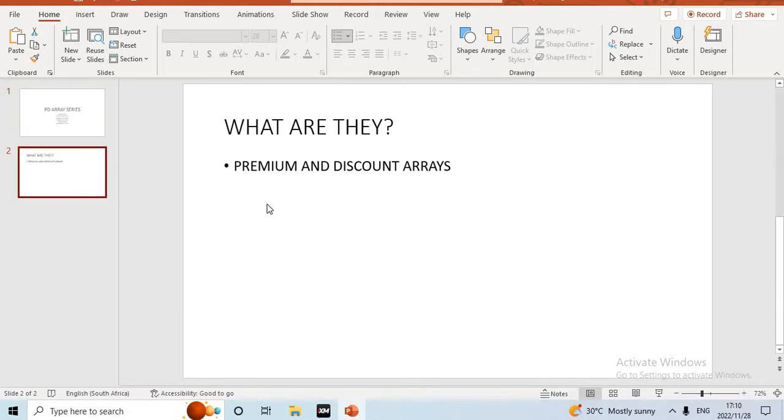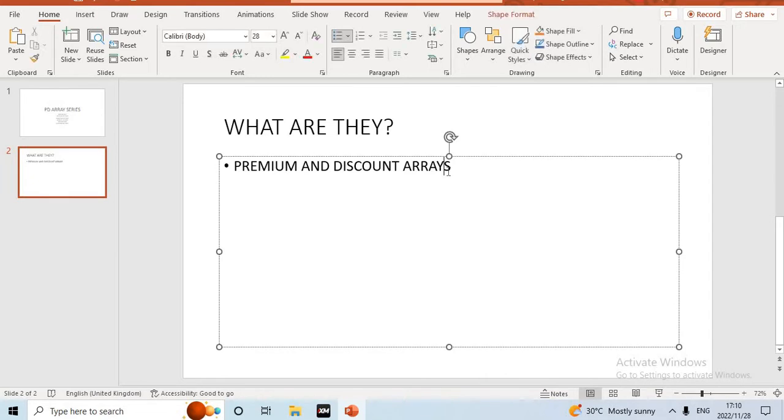What are they? They are premium and discount arrays, right? So we'll complete this PD PowerPoint presentation together. As I'm going through it, we'll be finishing it. If anyone wants to get it, I'll make it available for download, or you guys can just screenshot it as you go. I don't know, but we'll figure it out. What are they? Well, they are premium and discount arrays, right? Plus, I will simplify these things as much as I can, and how I understand them.